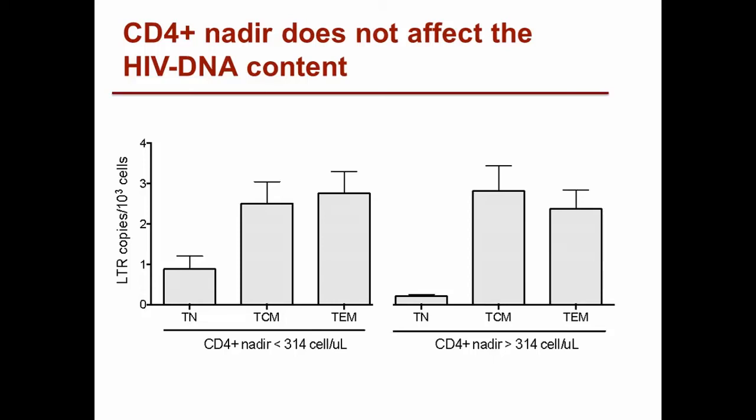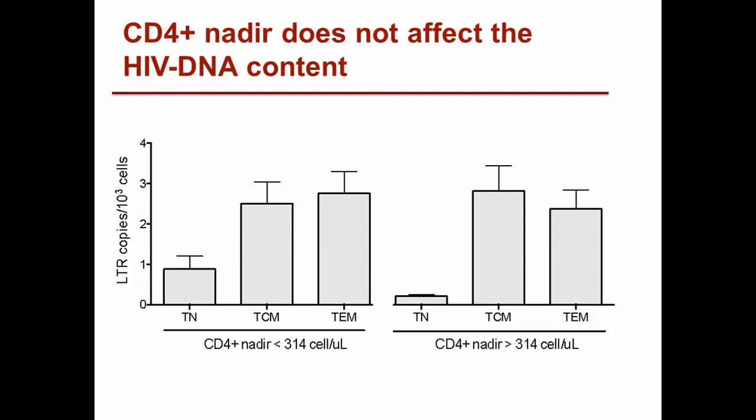Actually, we saw that the nadir of CD4 cells did not affect the content of HIV DNA. The nadir is the lowest number of CD4 cells during the history of the patient. So it means that if you had a low amount of CD4 before therapy, or a high amount of CD4 cells before therapy, you can still become undetectable and you have the same amount of the virus in your blood after therapy.